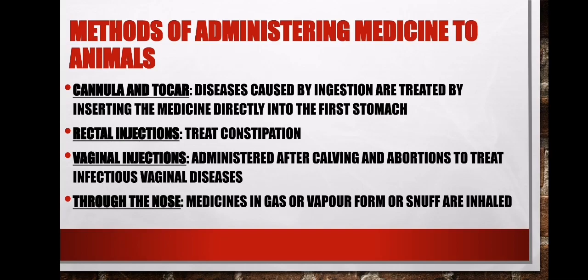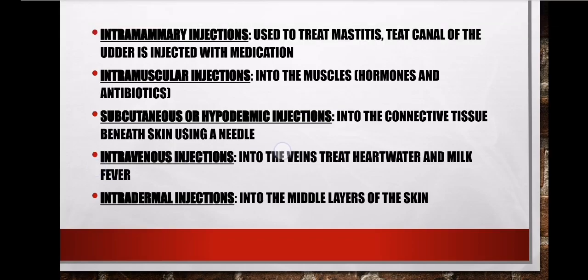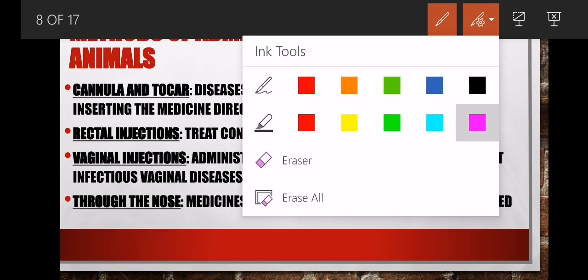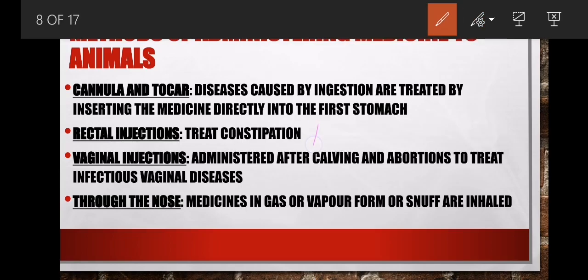Rectal injection. The aim of administering rectal injection is to treat constipation. So in this case, we are injecting the animal into the rectum. That's how simple it is. We're injecting the animal into the rectum.